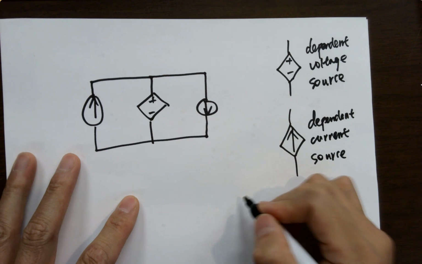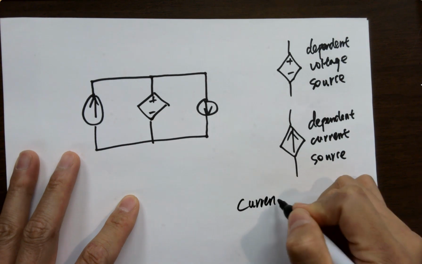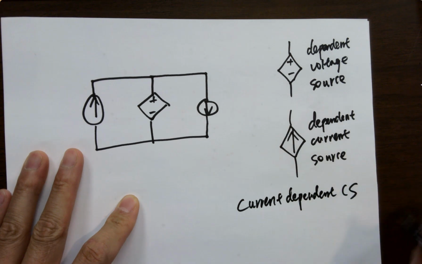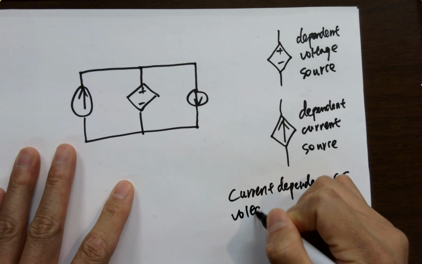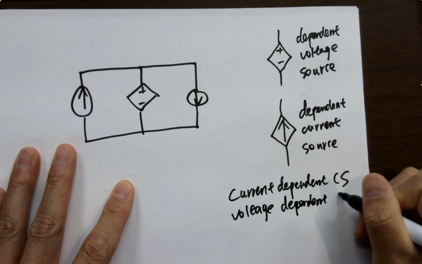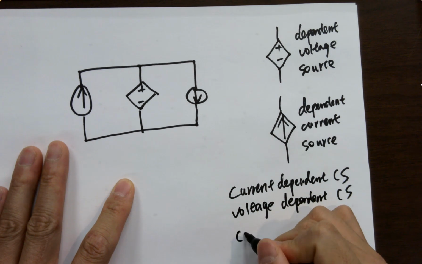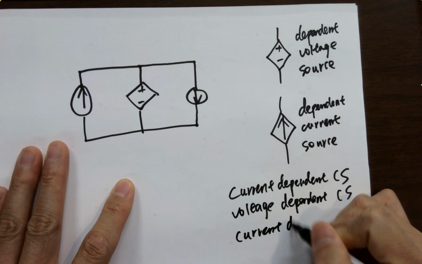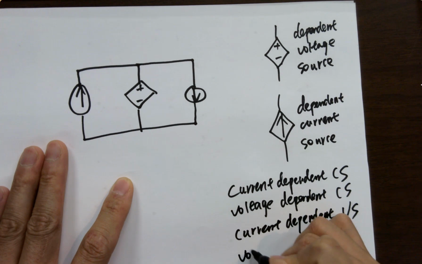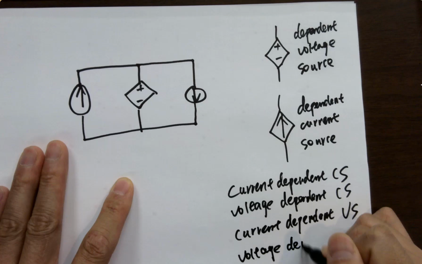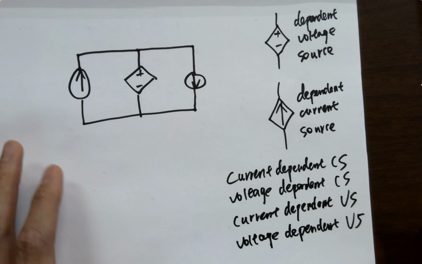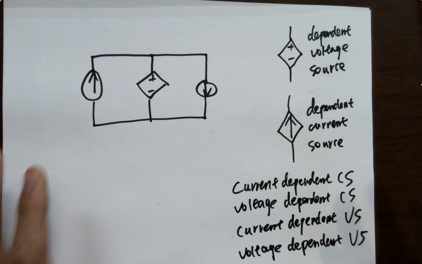Okay, it could be current dependent current source, could be a voltage dependent current source, or it could be a current dependent voltage source, could be a voltage dependent voltage source. They don't really exist in the real world like a power source.